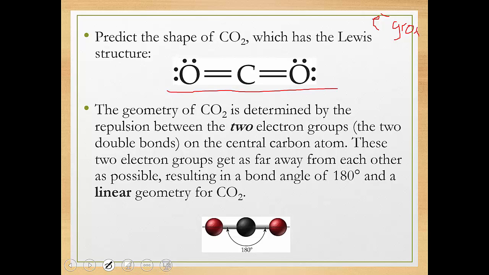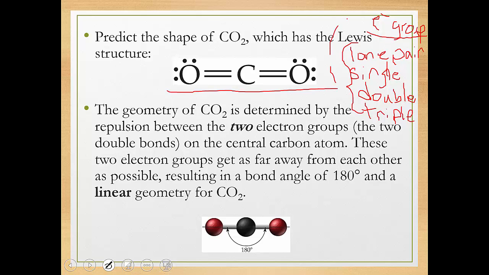Okay, so when we talk about an electron group, an electron group can consist of a lone pair of electrons. A lone pair of electrons counts as one electron group. A single bond would count as one electron group. A double bond would count as one electron group. And a triple bond would count as one electron group. So each one of those counts as only one electron group. So this would be electron group number 1. This would be electron group number 2.